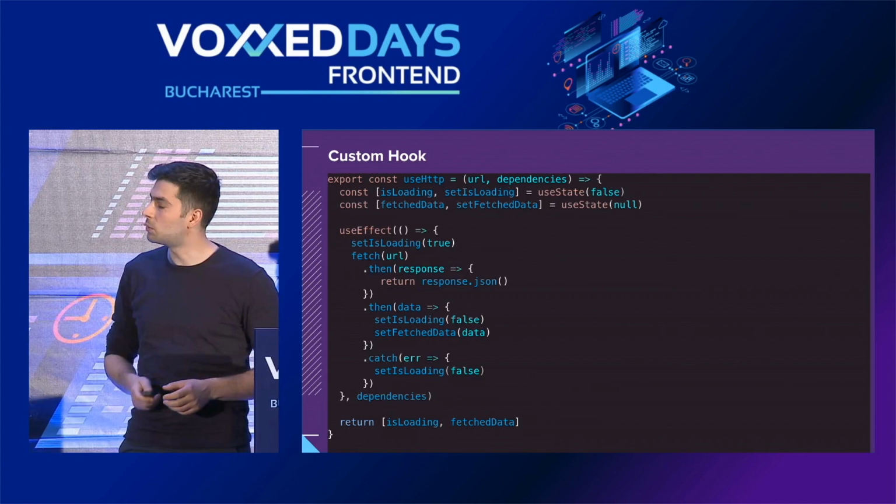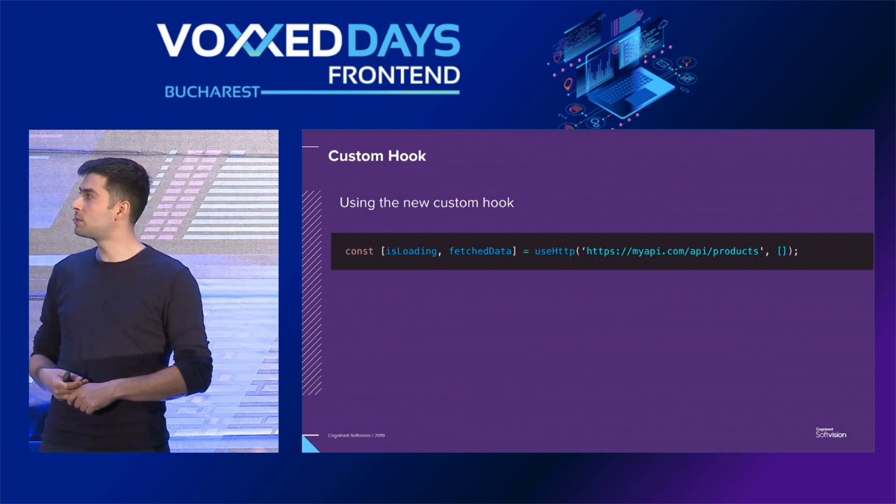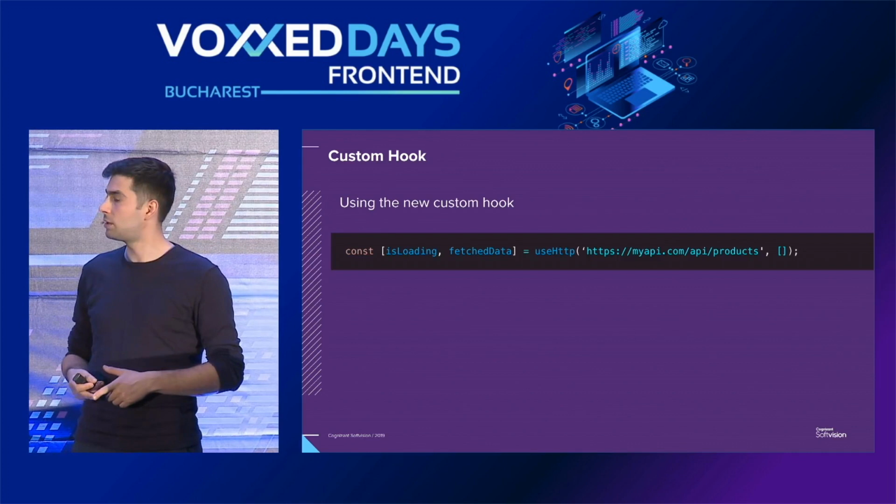OK, how we can use it, actually, it's pretty simple. We are destructuring the array that is returned by useHttp. We are getting the isLoading property and the fetched data, if we got it.